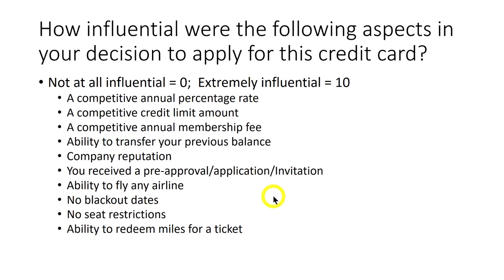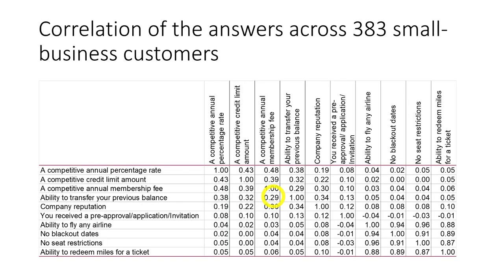And I have calculated the correlation matrix among each pair of reasons. And this is what we have here. You can see that some of the reasons tend to be highly correlated. For example, a competitive annual percentage rate is highly correlated with a competitive credit limit amount. In other words, small business owners who found the annual percentage rates to be important also found the credit limit amount to be important. Here we have a very high correlation.